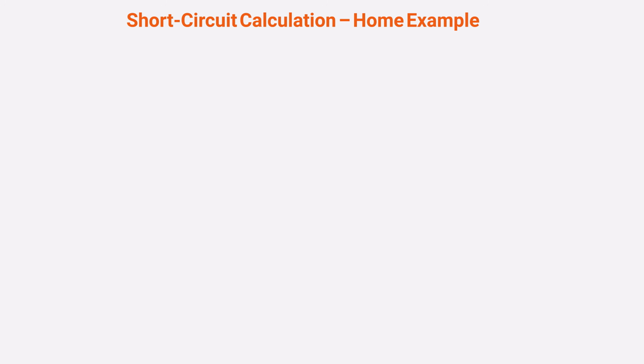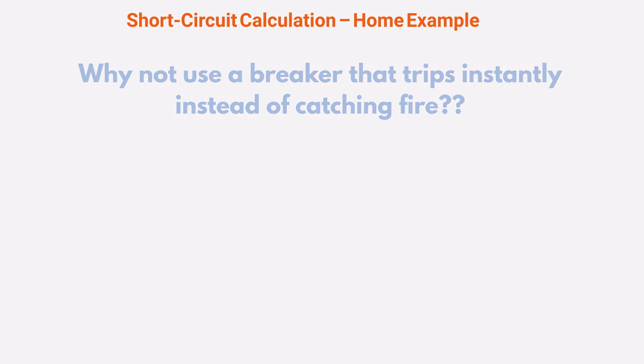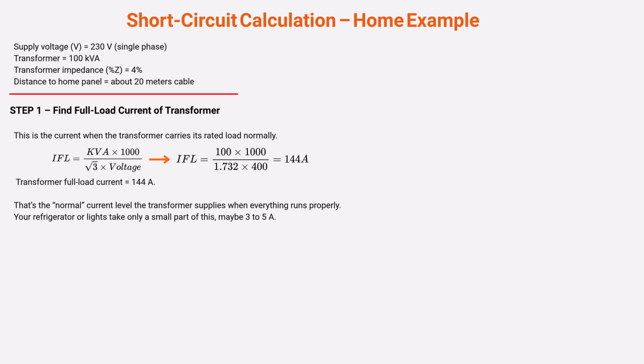Okay, after looking at the damages due to short circuit in daily life, why should we not choose the breaker that only trips in case of short circuit instead of getting fire? But how is it possible? We need to calculate the short circuit current to know how much fault current can flow during a failure. This ensures the breakers, cables, and equipment are strong enough to handle it safely without fire or damage.